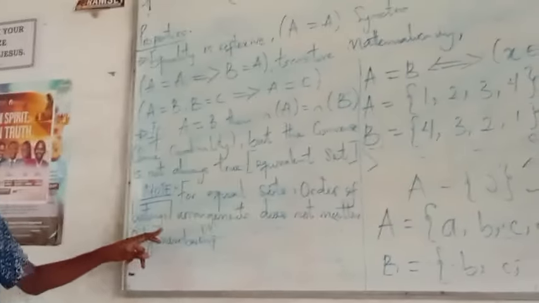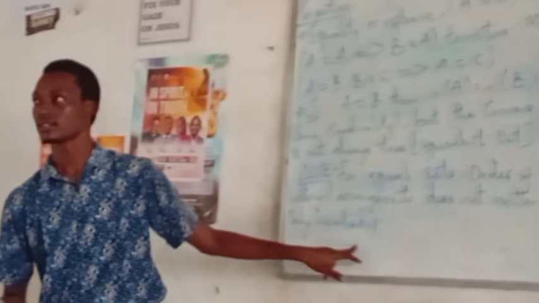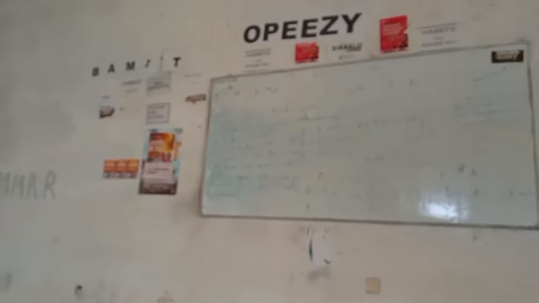Note, for equal sets, order of listing or arrangement does not matter. Only membership, that is those elements. Do you get it?